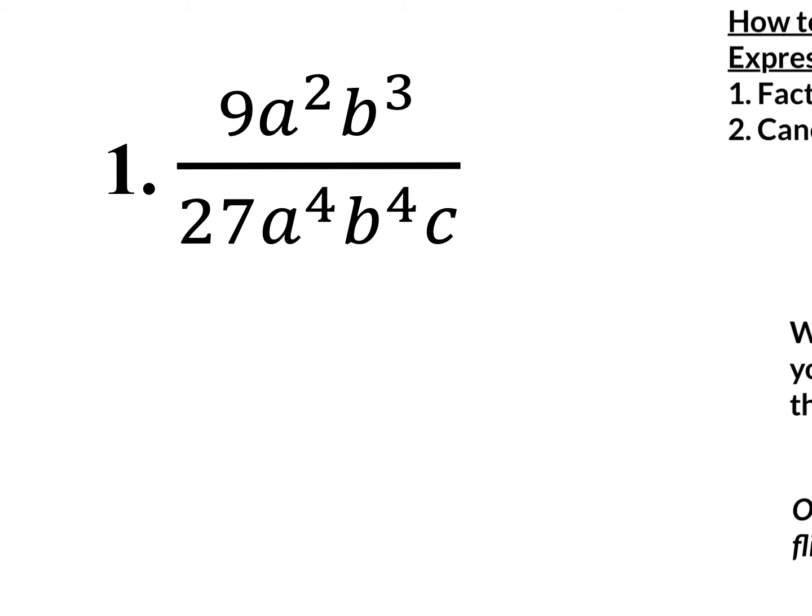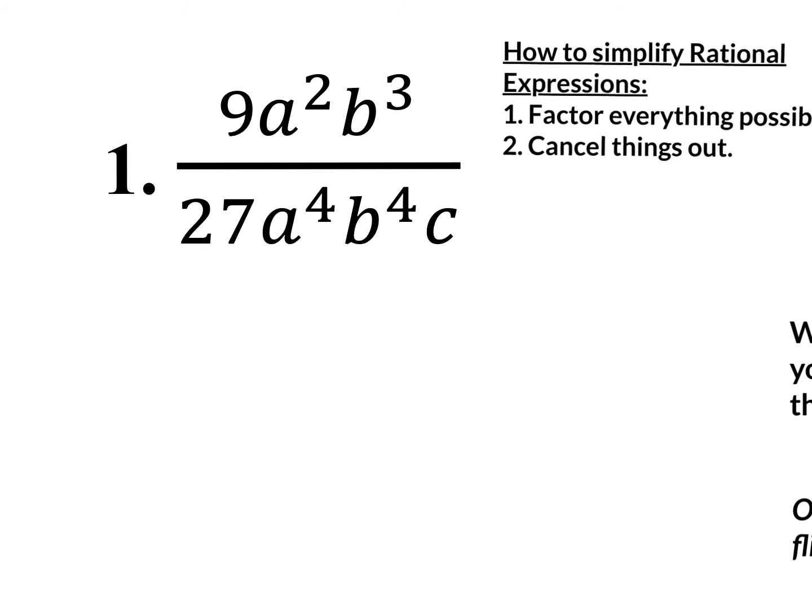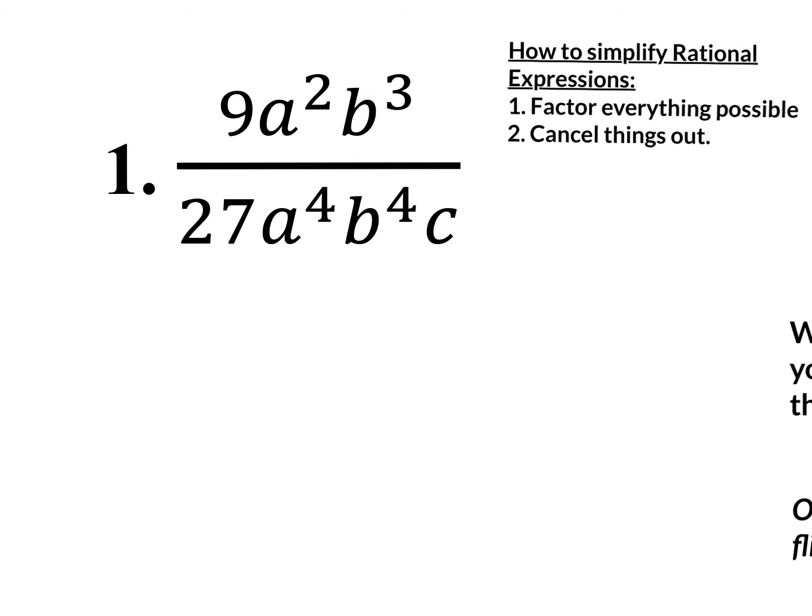And remember, what did we learn this lesson? How do you simplify rational expressions? Factor everything possible and then cancel things out. But you see, on this one, it's all pure multiplication already. There's nothing to factor. Since there's multiplication, 9 times a squared times b to the third divided by 27 times a to the 4th times b to the 4th times c. Since it's all pure multiplication, you can just start canceling things out.